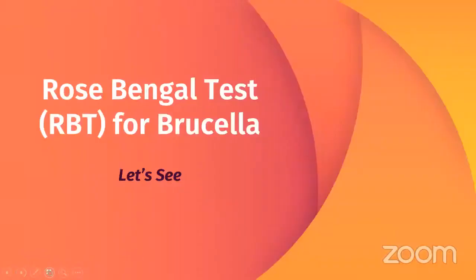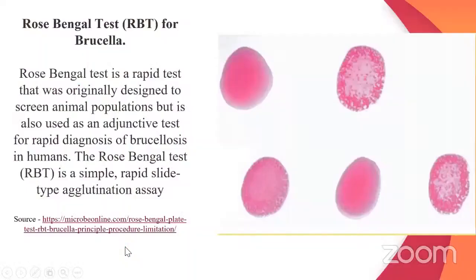The rose Bengal test, RBT, for brucellosis. The rose Bengal test is a rapid test that was originally designed to screen animal populations, but is also used as an emergency response test for rapid diagnosis of brucellosis in humans. The rose Bengal test is a simple, rapid, slide type agglutination assay.